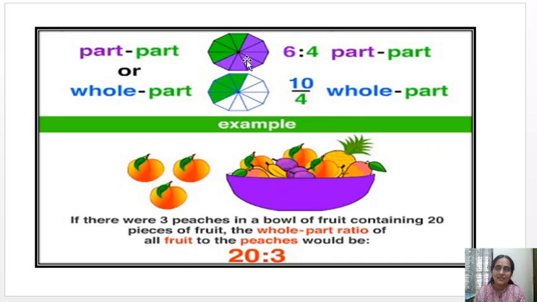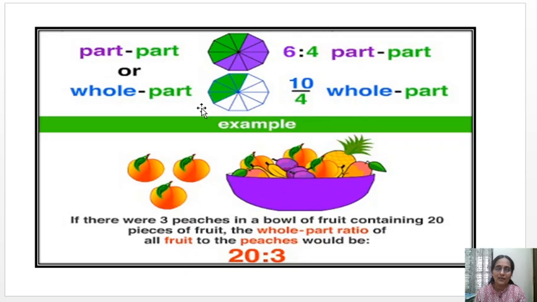That means 6 purple parts to 4 green parts, out of 10 parts. That means 6 purple parts to 4 green parts. 6 to 4, or it can be read as 6:4. This is expressed with the symbol of 2 dots. You have learned about the ratio in 6th standard.